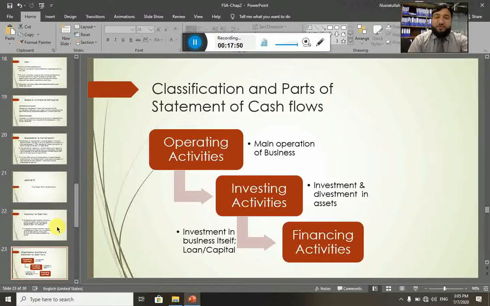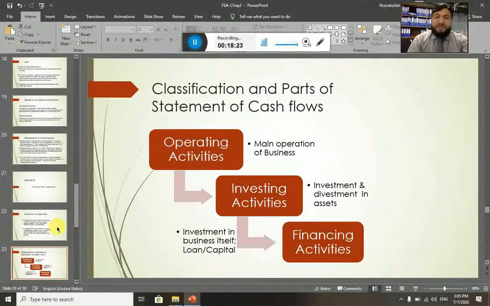Next we have investing activities. We report all the cash inflows and outflows under investing activities, and investing activities are investment and divestment in assets. It means when we have invested in a business, we have purchased assets, or we have brought into existence the assets, or we have sold the assets. So these activities come under investing activities, and there is always inflow and outflow.